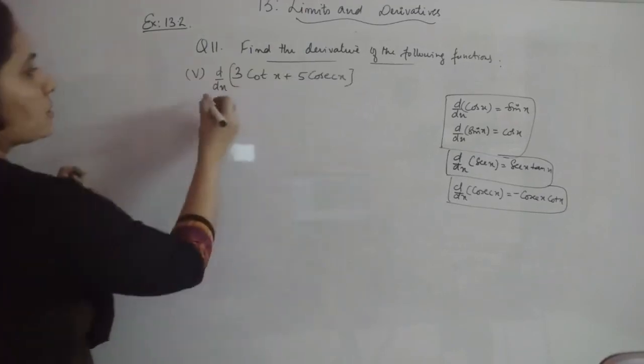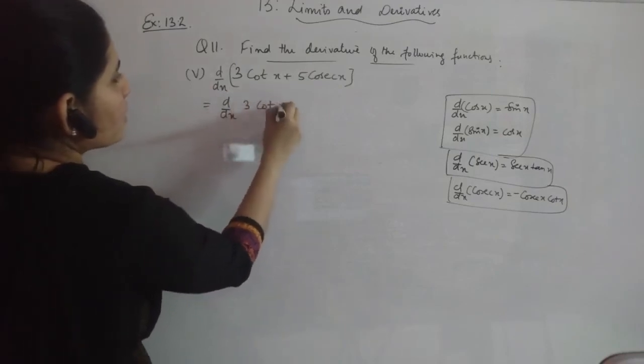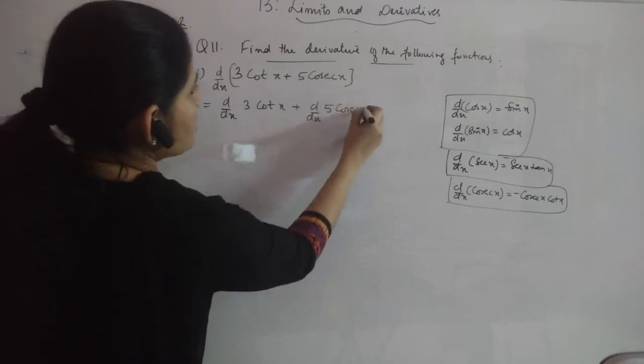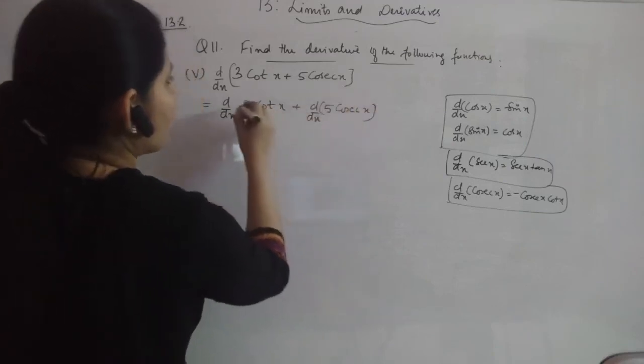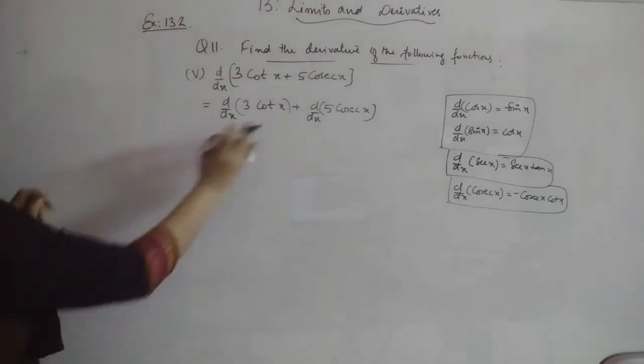Derivative of this is again d by dx of 3 cot x plus d by dx of 5 cosec x. Cosec x derivative I have shown you. Now what is the derivative of cot x? I will just separately show you and use it here.